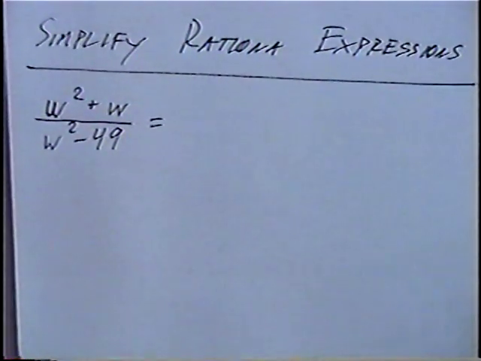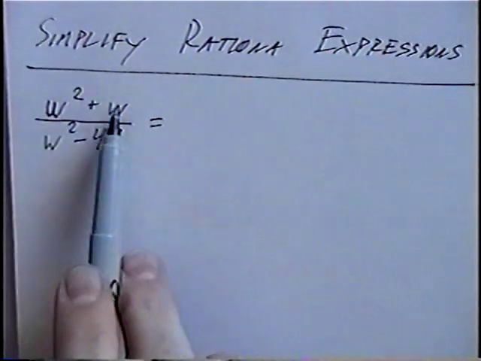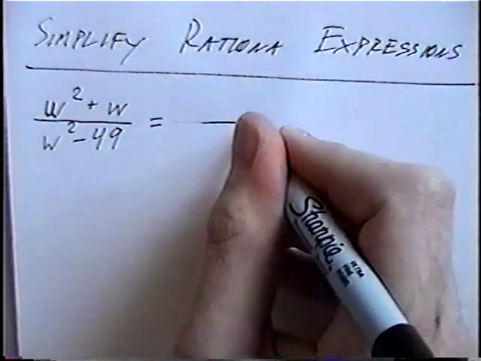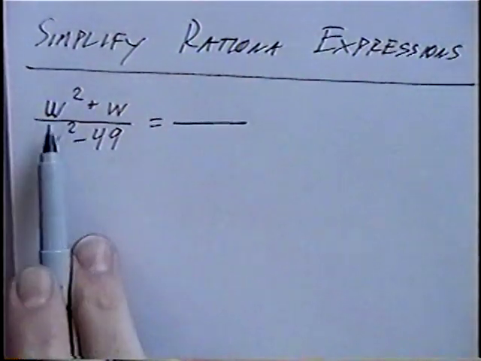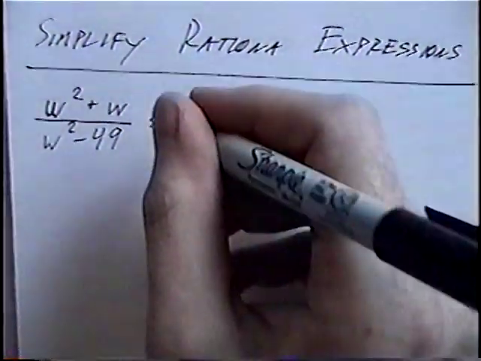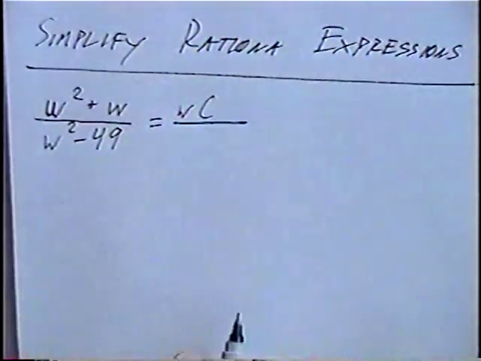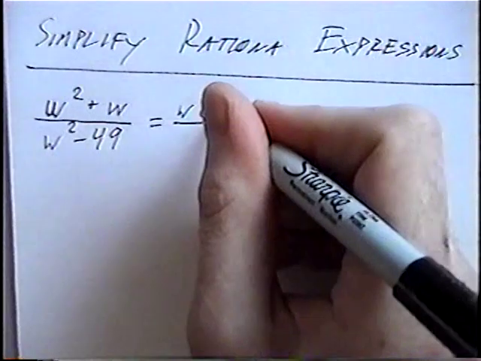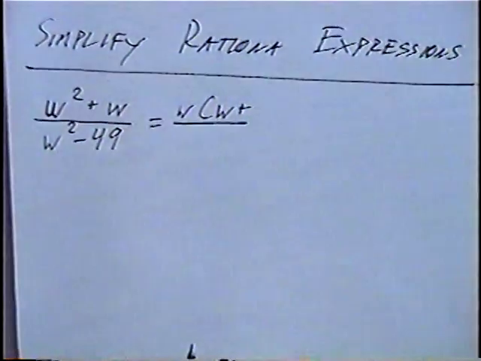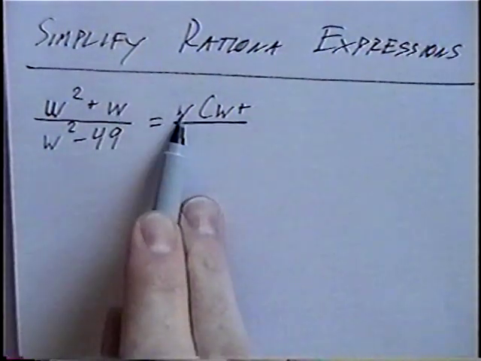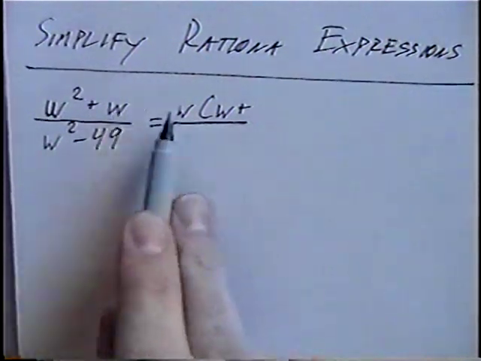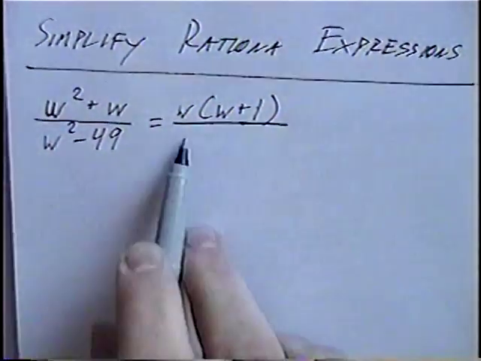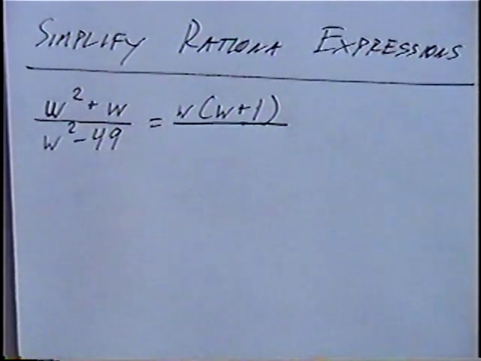Same steps as we did in the previous section. We want to factor the numerator first and then factor the denominator. For the numerator, each term has a w, so we can factor a w out. W squared divided by w would still be w. And w divided by w would be 1. So for the numerator, we're left with w times w plus 1.